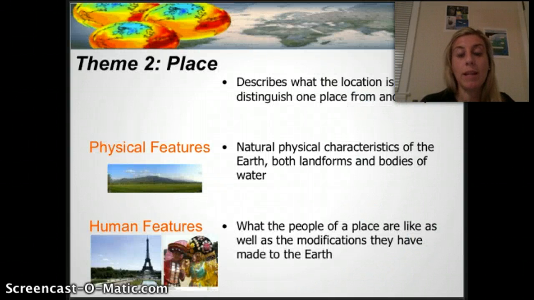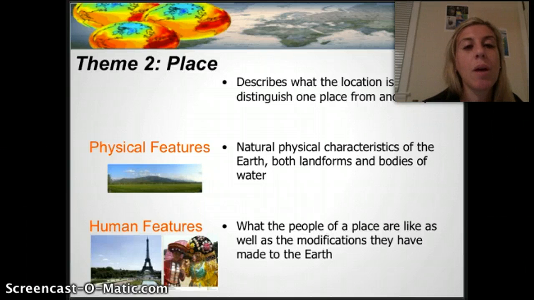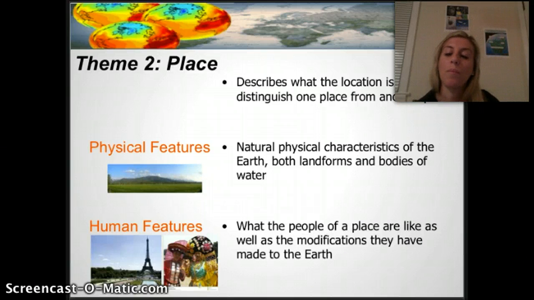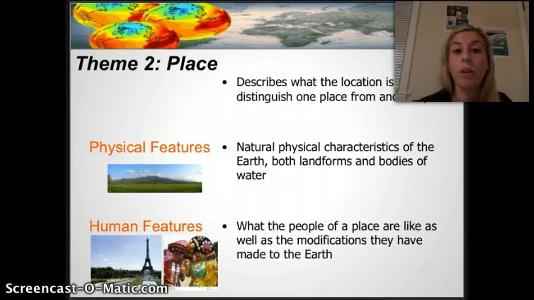Now let's talk about place, our second theme. Place describes the location to distinguish it from another location. You can do that in two ways. You can describe its physical features, and you can describe its human features.